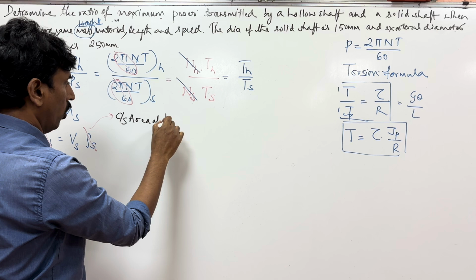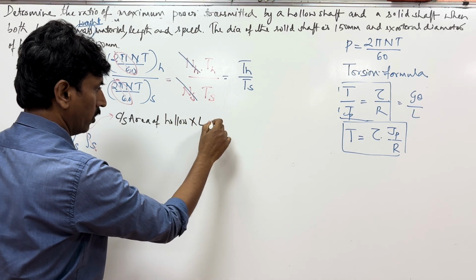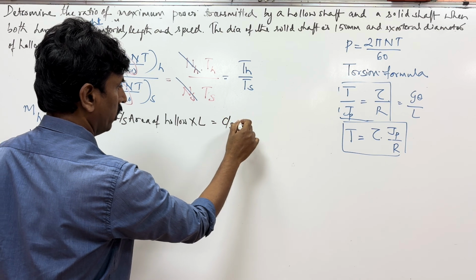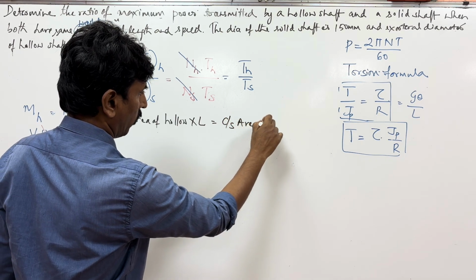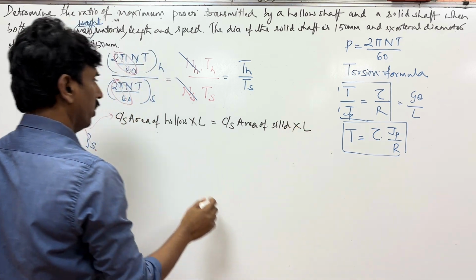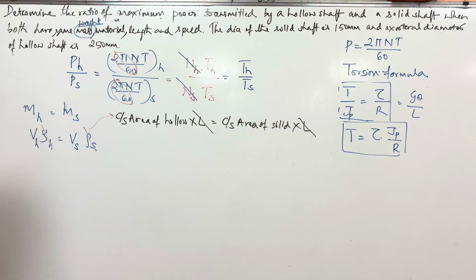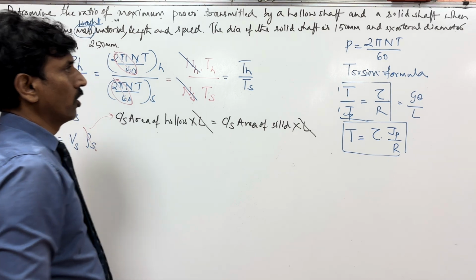of hollow multiplied by length is equal to cross-sectional area of solid multiplied by length. Anyway, this length is also cancelling out. So basically I am trying to equate this hollow to this solid.